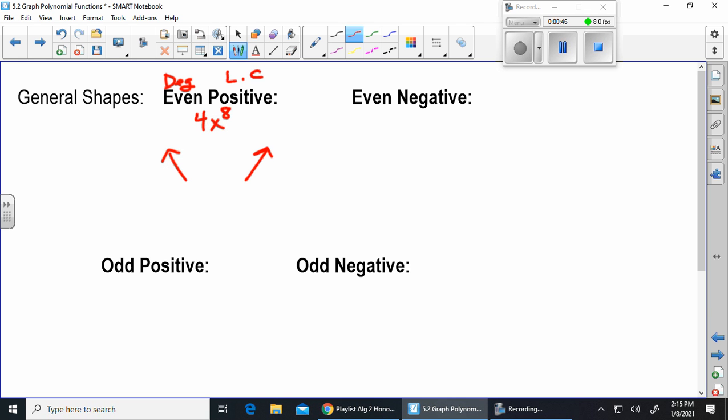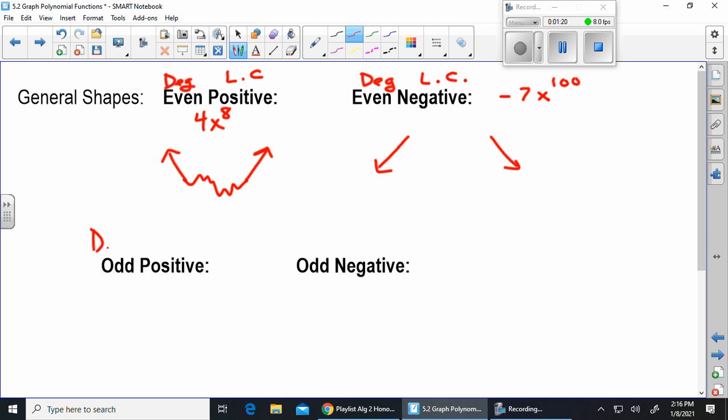At the ends, both arrows are going to be going up. If my degree is even and the leading coefficient is negative, like a negative 7x to the 100, at the ends, they're going to be going down. In the middle, anything can happen, whatever, okay? But we're talking about the ends.